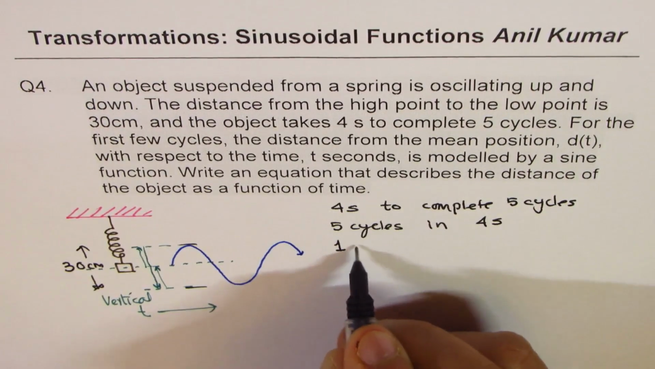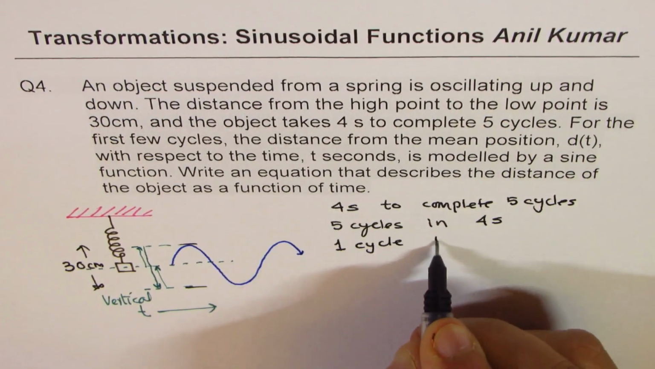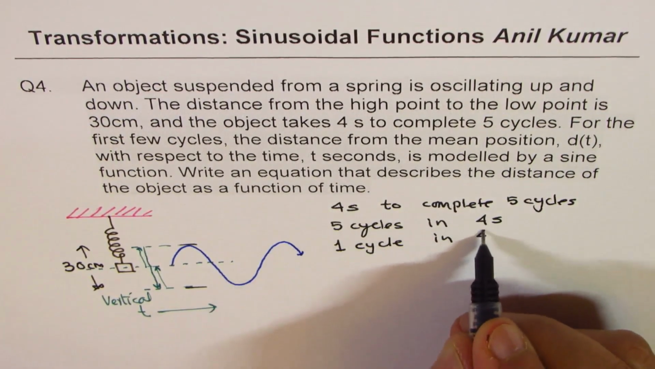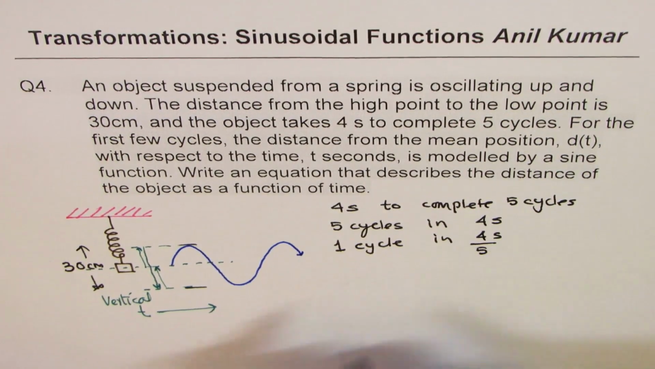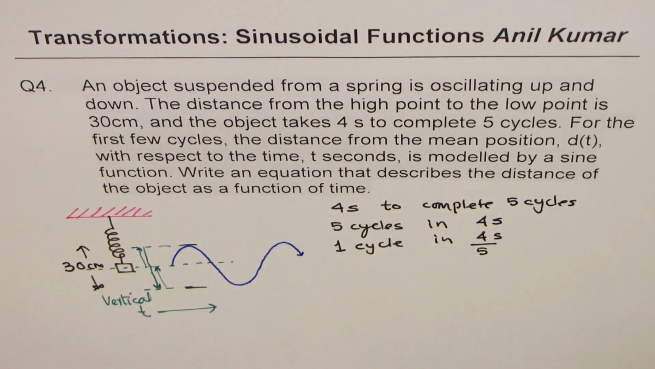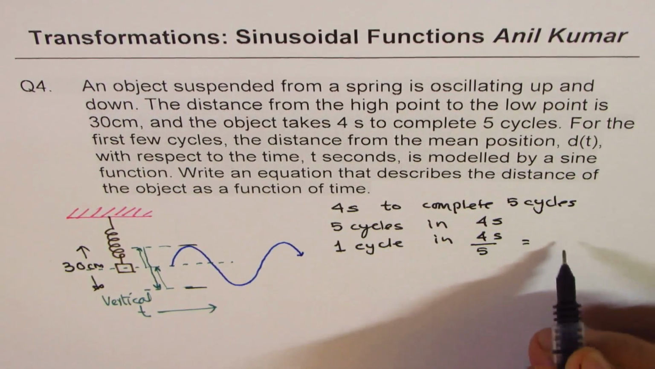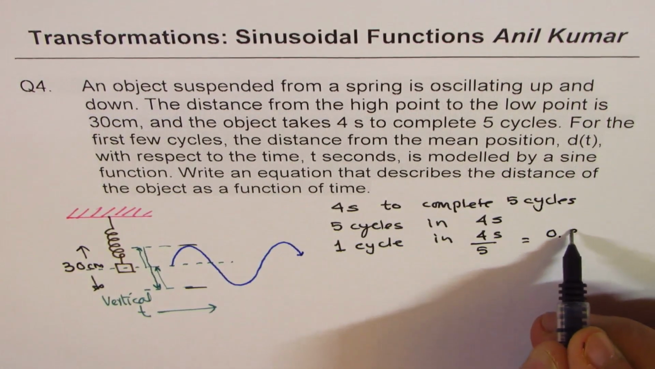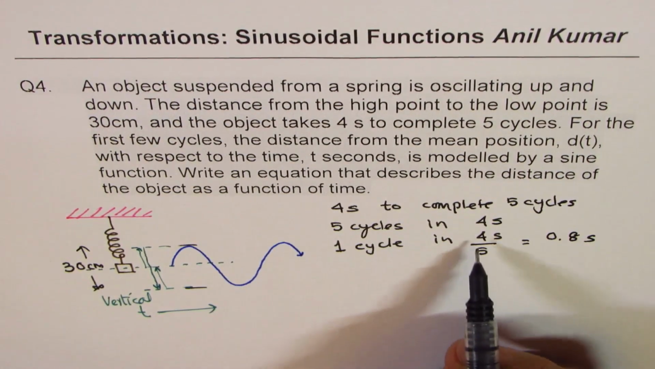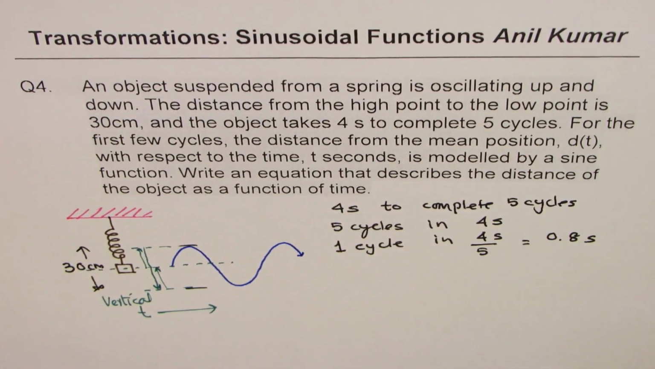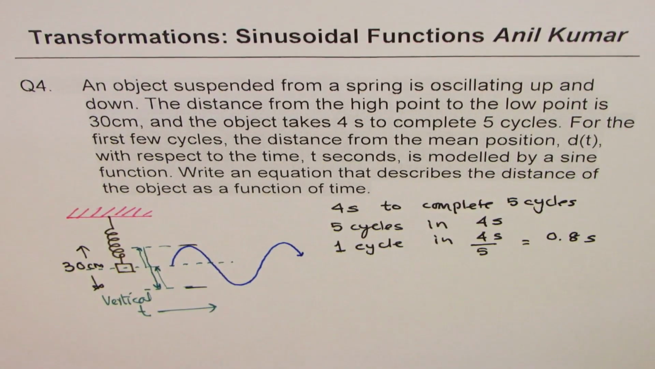That means 1 cycle in how much? Of course, 4 seconds divided by 5. That becomes the time for 1 cycle. Perfect. So if you want, you could write it in decimals: 4 divided by 5 is 0.8 seconds. You could do that, or you could just keep it in fractions, 4/5. Perfect.